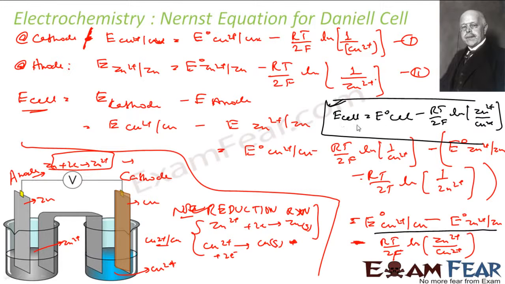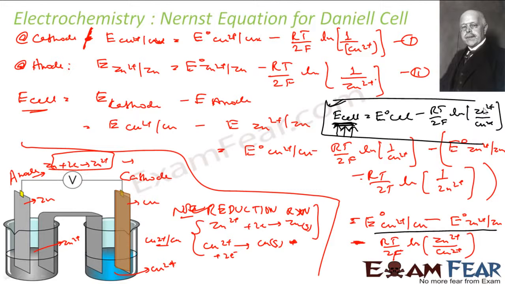It says that the electrode potential or EMF of a cell at any concentration is nothing but the EMF of a cell at standard potential minus RT by 2F ln of zinc concentration over copper concentration. That means the electrode potential of a cell at any concentration will depend on the zinc and copper concentration. If both are 1, then ln 1 becomes 0. This term is not there, right? That means the E cell at that point becomes the standard electrode potential of the cell.